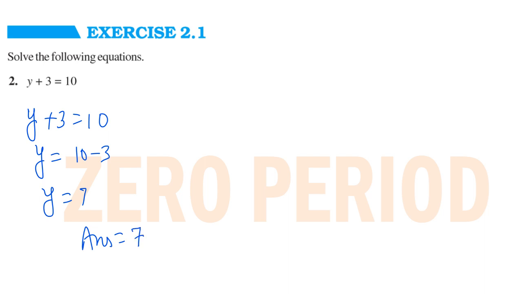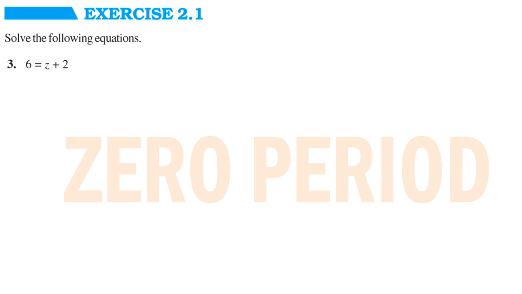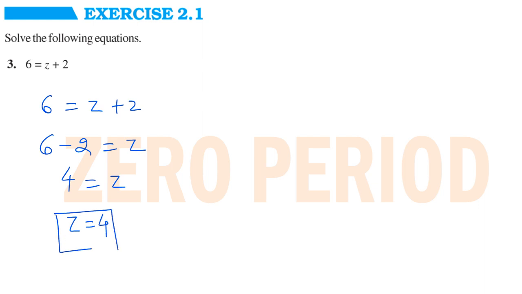Now come to the next. Third question, this time the variable is at the right hand side, that is z. The question is 6 is equal to z plus 2. Write the question again, 6 equal to z plus 2. Now I am transposing this 2 to the left hand side. So the question becomes 6 minus 2 is equal to z. 6 minus 2 is 4 only. 4 equal to z. So z equal to 4 you can write. And your answer is 4 only.